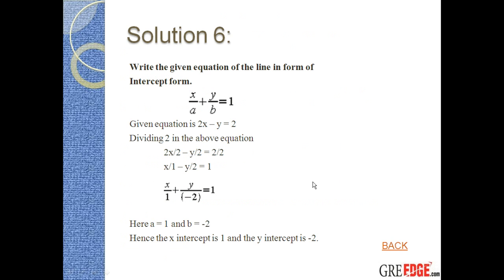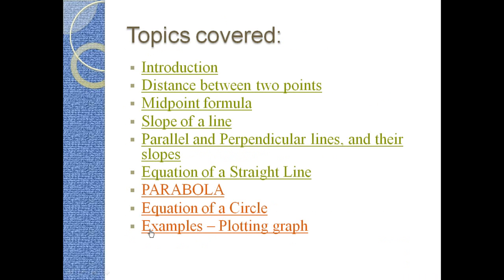So many of you have got the right answers, 1, -2. So the equation of a line in the intercept form is x by a plus y by b equal to 1. The given equation is 2x minus y equal to 2. So we have to convert this equation to this form, x by a plus y by b equal to 1. So what we can do is divide the equation by 2. So when you do that, you can represent it as x by 1 plus y by -2 equal to 1. So we have a equal to 1, b equal to -2. So that is your x-intercept and the y-intercept. Okay. So many of you have got it correct also. That's good. So let's move on to the next topic, parabola.